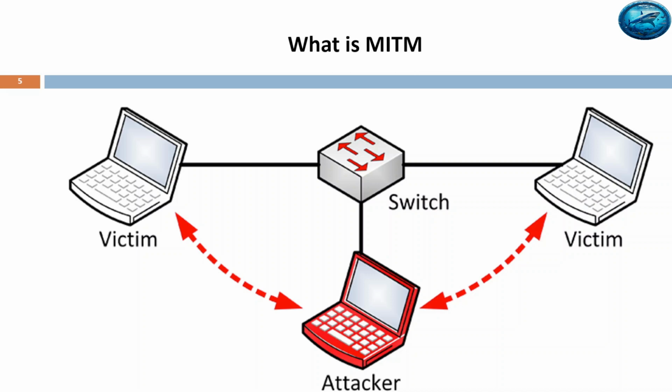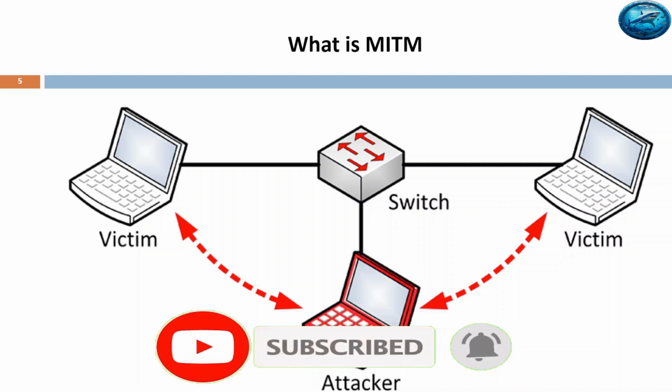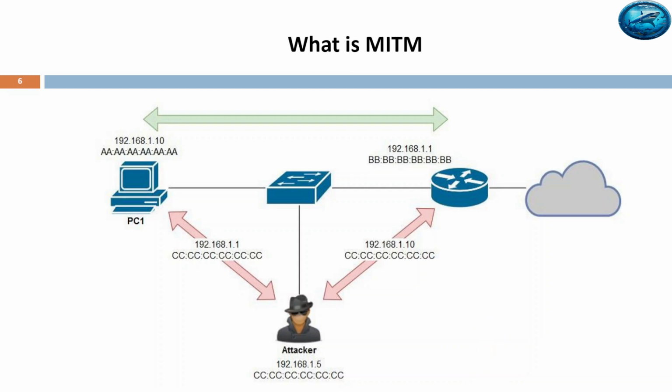To simplify it, I have drawn a small picture or network diagram over here. Here you can see a victim machine, an attacker machine, and a server or a gateway connected on the same switch, which means the attacker should be on the same network as the victim machine to perform a man-in-the-middle attack.